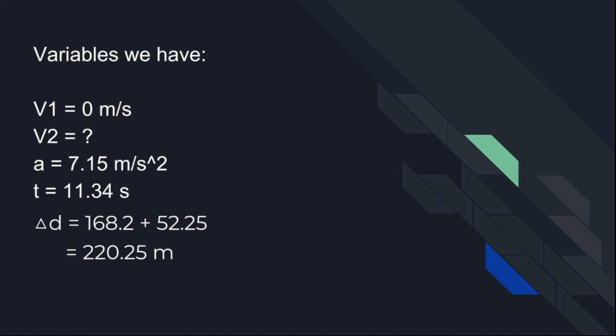The values that we know are that v1 equals 0 meters per second, the v2 is still unknown, the acceleration is 7.15 meters per second squared, and our time is now 11.34 seconds because we added on the time it takes to reach the end of the bridge, and our distance is now 220.25 meters because we had to add half a bridge length on average, which we researched to be 52.25 meters.